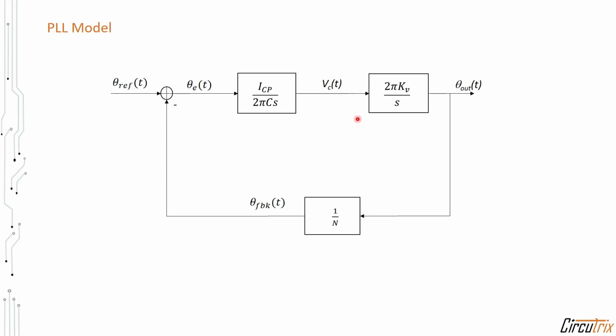We can replace each block with its transfer function as shown over here. So 2 pi Kv divided by s is the oscillator transfer function, and 1 by N is the divider transfer function, and ICP by 2 pi Cs is the PFD charge pump combination transfer function. So here we can see that we have two integrators, one because of this charge pump capacitor combination, and another integrator because of the VCO. So we need to understand whether the system will remain stable or not. So for that we need to thoroughly analyze the slope, which will be covered in my next lecture.